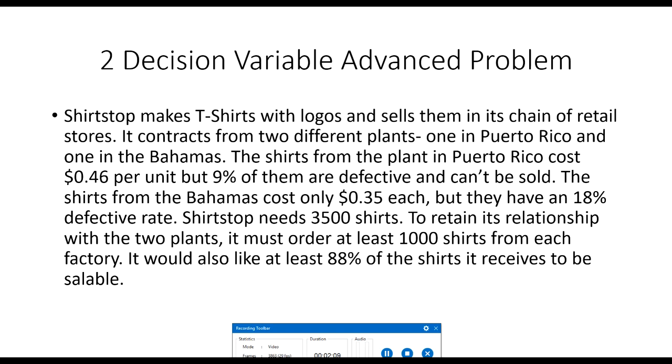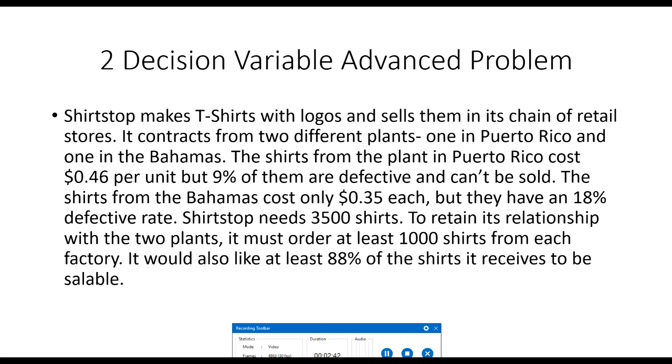So, Shirtstop makes t-shirts with logos and sells them in its chain of retail stores. It contracts from two different plants, one in Puerto Rico and one in the Bahamas. The shirts from the plant in Puerto Rico cost $46 per unit, but 9% of them are defective and can't be sold. The shirts from the Bahamas cost only 35 cents each, but they have an 18% defective rate.